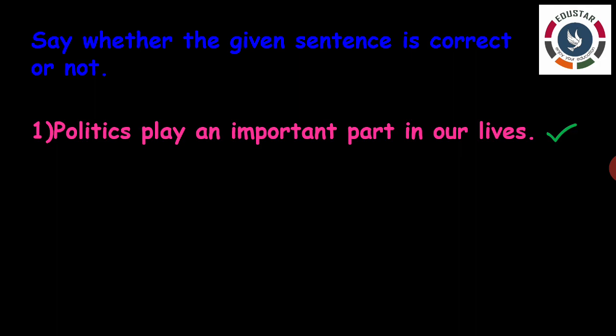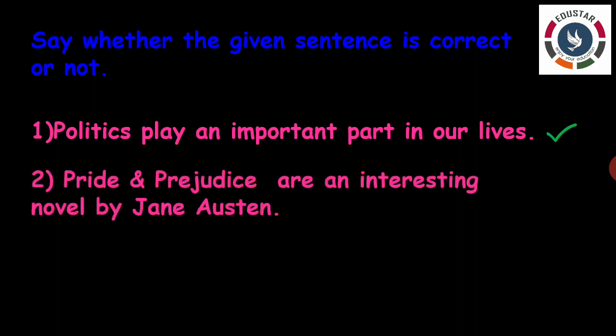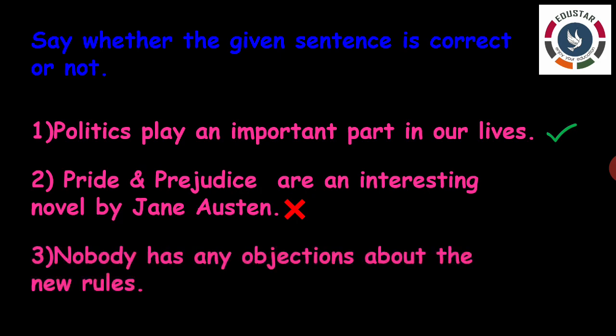Now see the second one. Pride and Prejudice are an interesting novel by Jane Austen. Now tell me whether the given sentence is correct or not. Pride and Prejudice is a title, a book title. Can you use are here? No, right? So you have to use is. So the given sentence is wrong. Now let's move on to the third one.